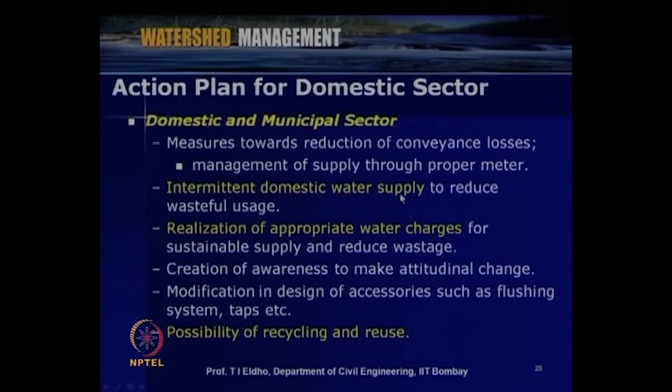Then intermittent domestic water supply to reduce wasteful usage. So, instead of continuous supply, if intermittent water supply is there, then the rates may be reduced. Then realization of appropriate water charges for sustainable water supply and reduce wastage. As I mentioned earlier, we have to see the sustainability, and if we can increase the water charges, then the supply will be sustainable and wastage will be reduced.